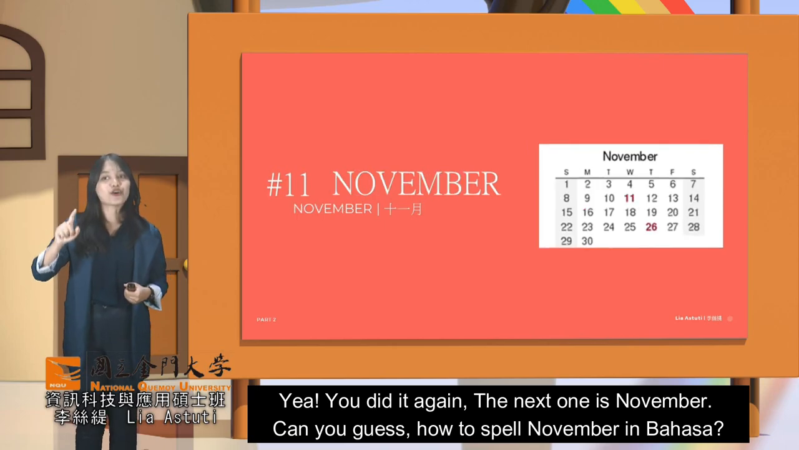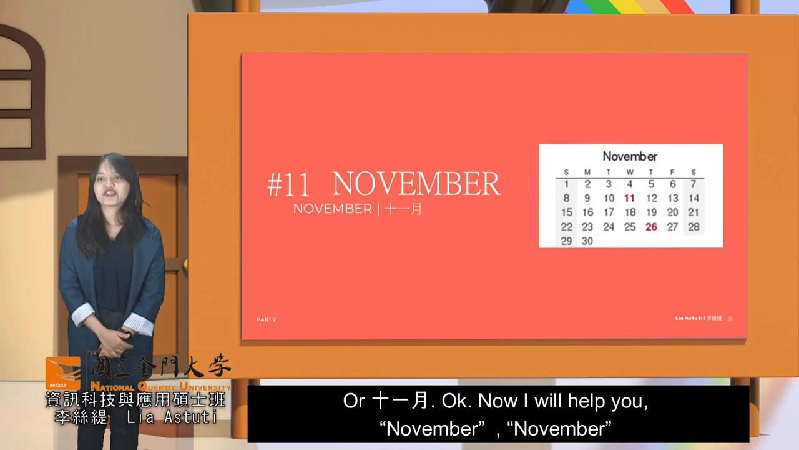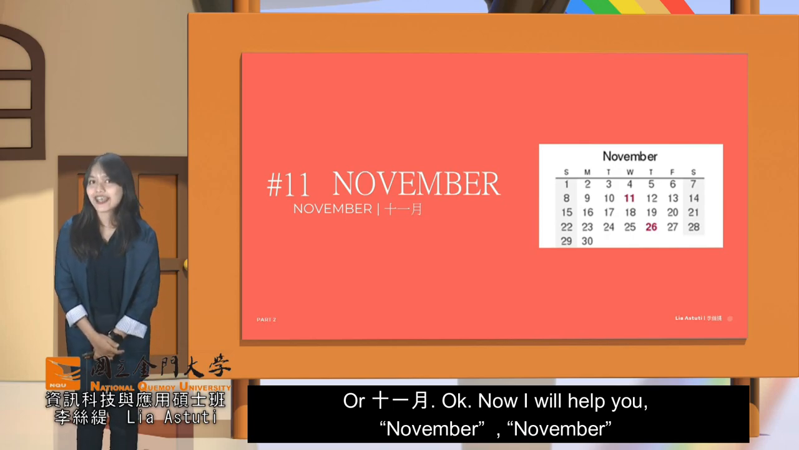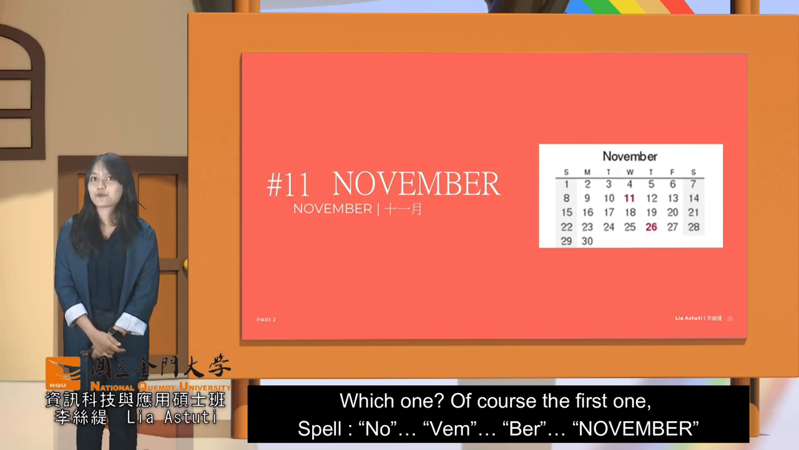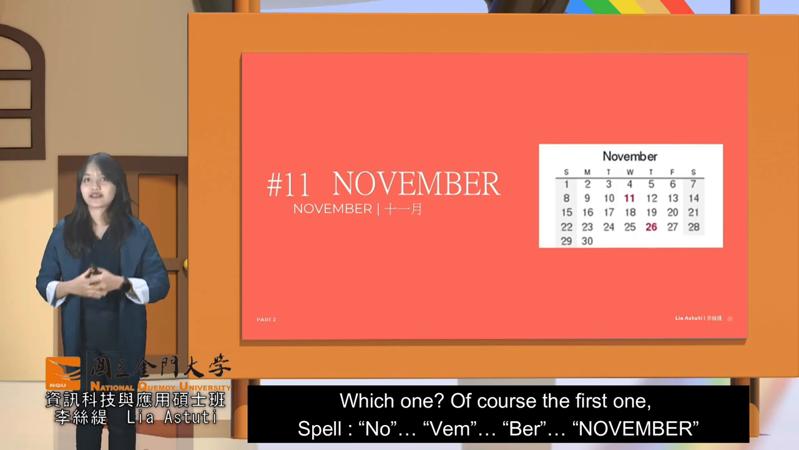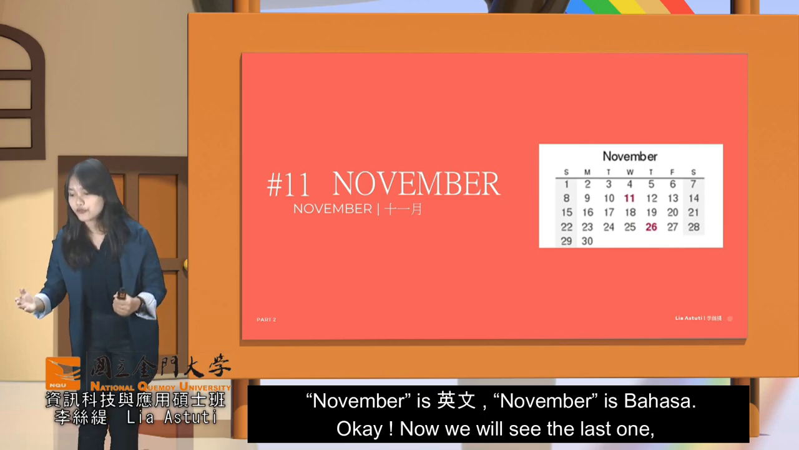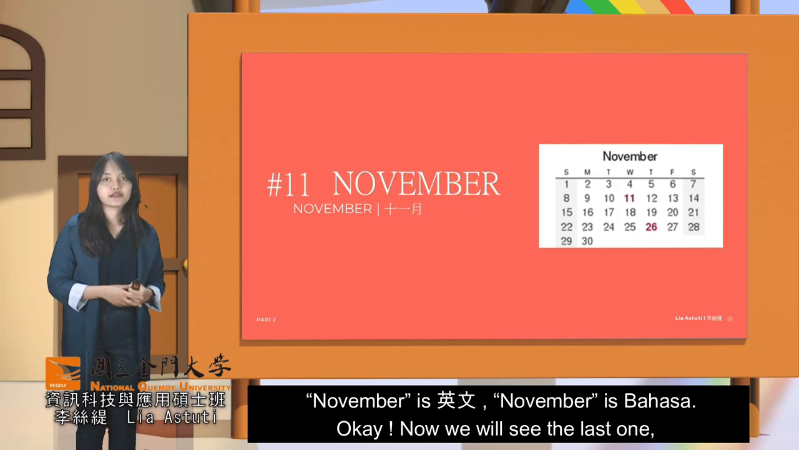The next one is November. Can you guess how to spell November in Bahasa or Shiyue? Okay, now I will help you. November. Which one? Of course, the first one. November. Yingwen Xie November. Yinyuan Xie November. Zhongwen is Xie Yue. Okay, you can see the differences of pronunciation. November. Yingwen. November. Bahasa.